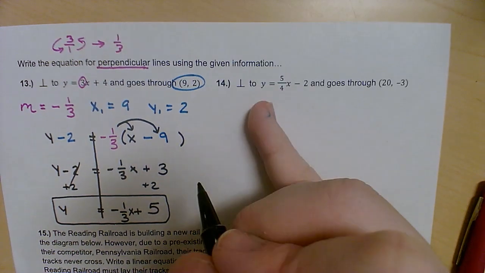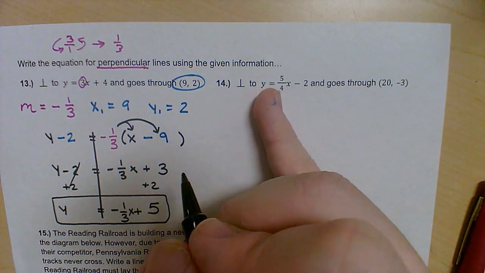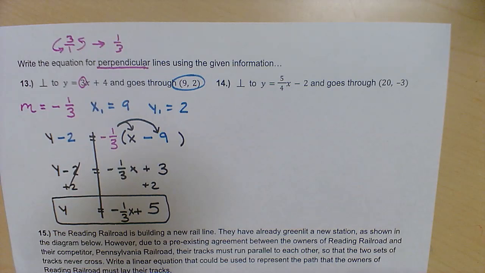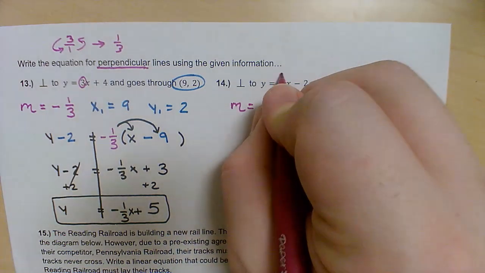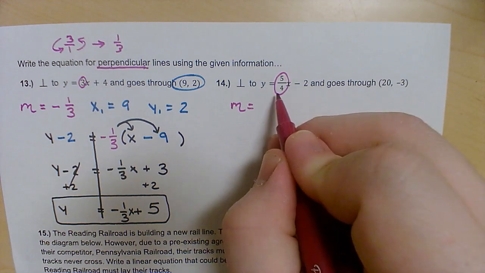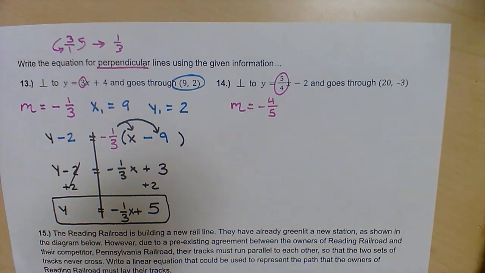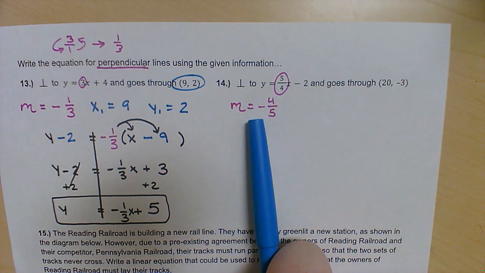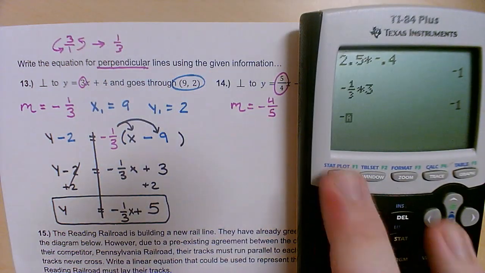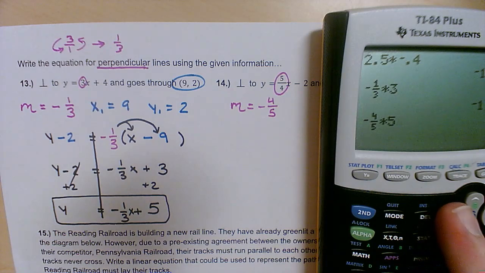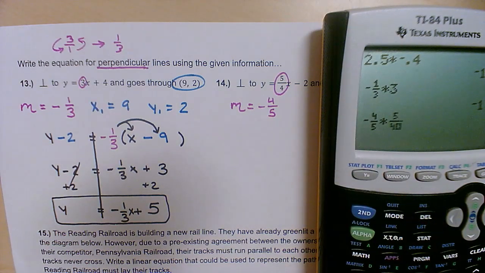For number 14, we wanted to go perpendicular to y equals 5/4 x minus 2 and goes through 20, negative 3. So the perpendicular slope is not going to be 5/4. But if I just flip that 5/4 upside down to be 4 over 5 and then make it negative, I've got the perpendicular slope. Since it started out positive, make it negative, flip the fraction upside down. If you have to, check that the product of those two slopes: negative 4/5 times positive 5/4 comes out to negative 1.